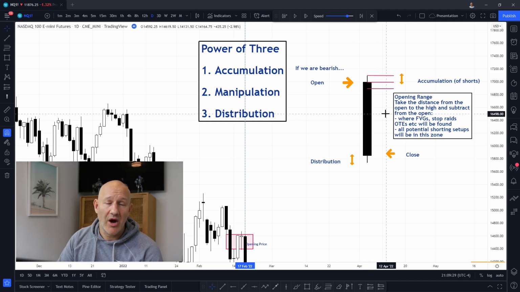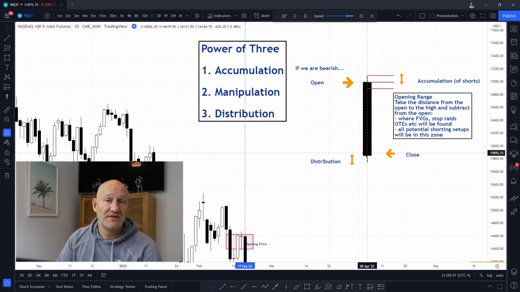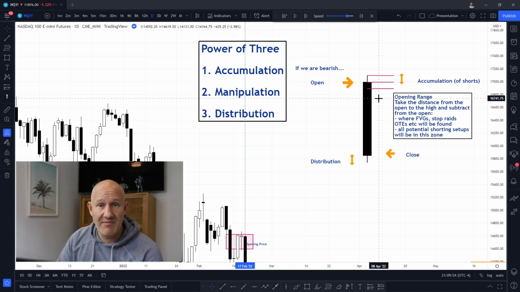So remember, our opening range is the distance from the open to the high, and then we just mirror that range lower, so that gives us that whole area that we're going to be looking for short setups to take advantage of this move lower. So just keep that in mind as we zoom into the 15-minute chart to start to look for trade setups to take advantage of our bearish bias and the news event, which is going to come out at 8:30.